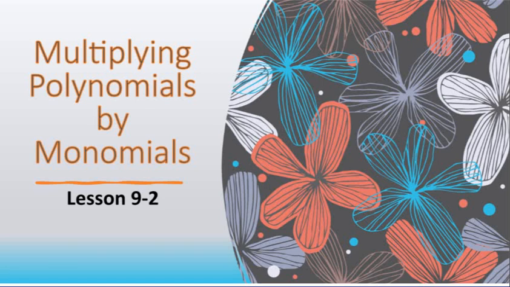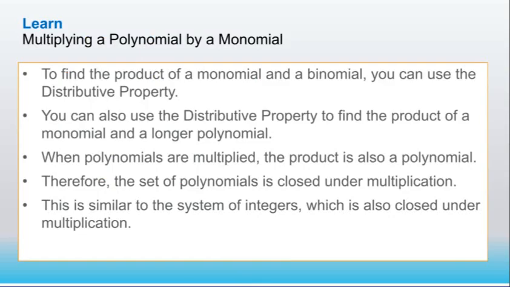9-2, multiplying polynomials by monomials. To find the product of a monomial and a binomial, you can use the distributive property, distributing or multiplying the monomial by every term in the binomial. You can also use the distributive property to find the product of a monomial and a longer polynomial. When polynomials are multiplied, the product is also a polynomial. Therefore, the set of polynomials is closed under multiplication, similar to the system of integers, which is also closed under multiplication.